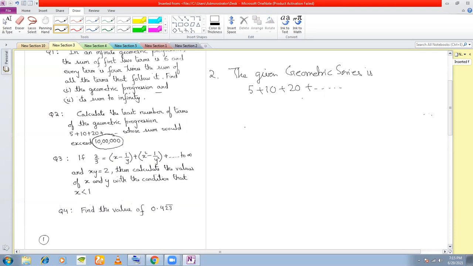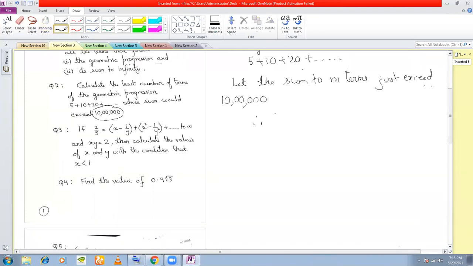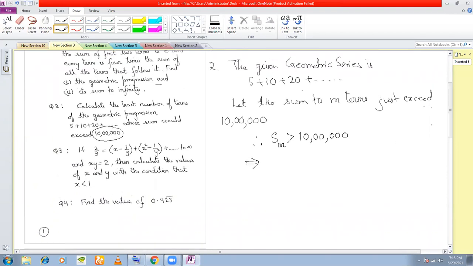Okay, so I say let the sum to m terms just exceed 10 lakh. So therefore, this finite sum Sm must be greater than 10 lakh, right? And what is this Sm here?